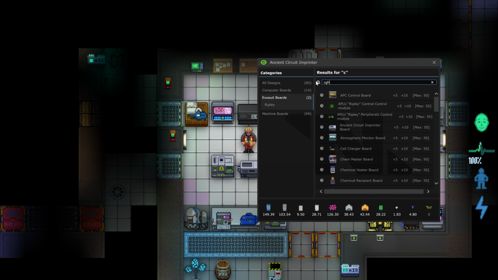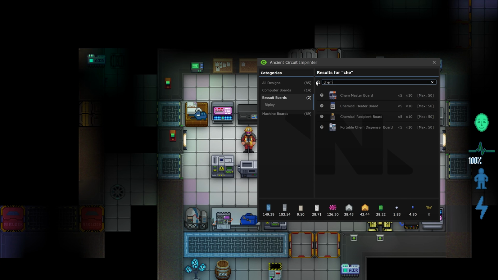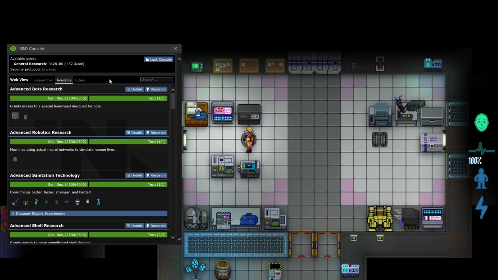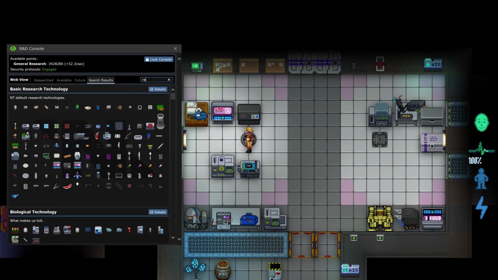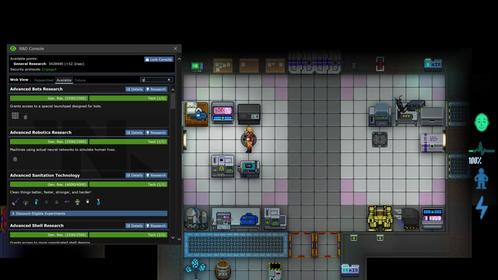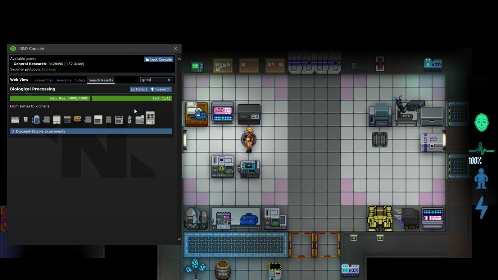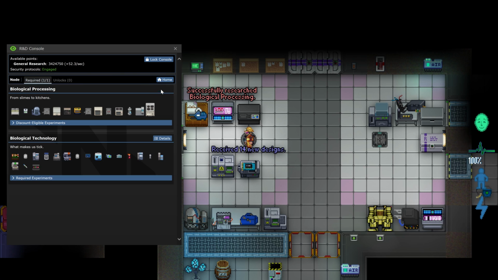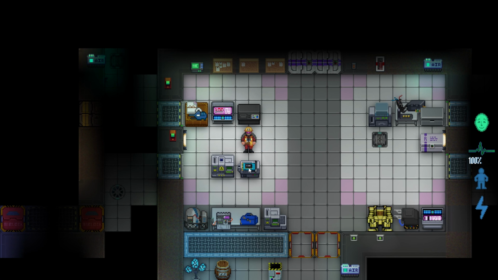For that, I will need a portable chem dispenser. Let me actually build it. And while we're at it, let's also make a reagent grinder, because it's a very good tool to grind the meat in bulk, and we can finally build it because it was unlocked with the biological technology that we researched in the previous episode.